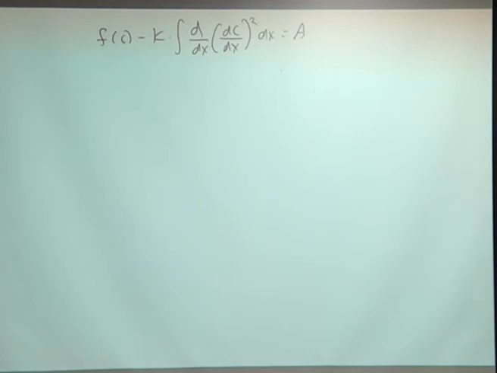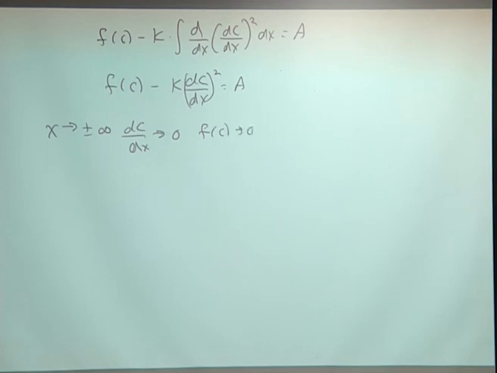Equals a. And so again, you can do that integral now when you write it like this. Equals a. And then we're going to say that as x goes to plus or minus infinity, dc/dx goes to 0, because you're in the bulk phases. And f of c goes to 0 because you're in the bulk phases. And that implies that A is equal to 0.